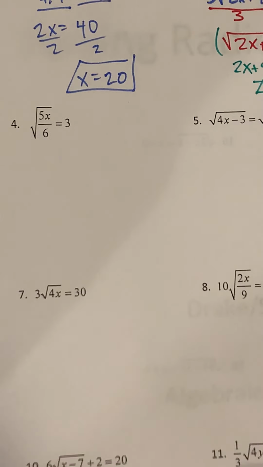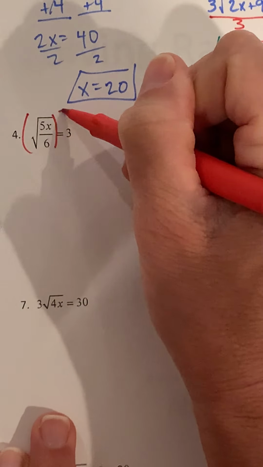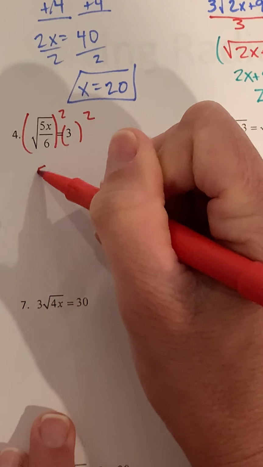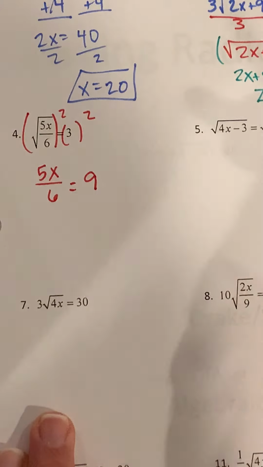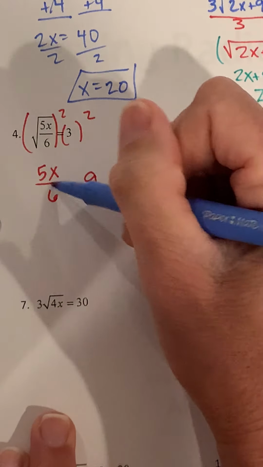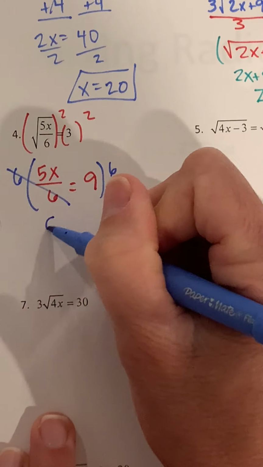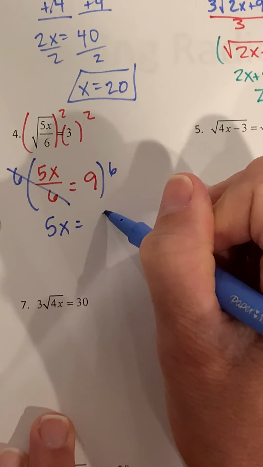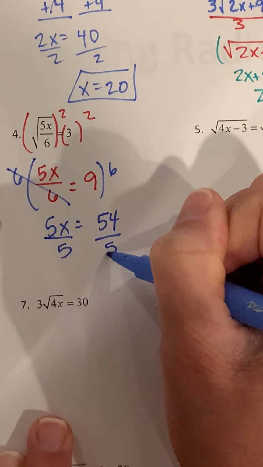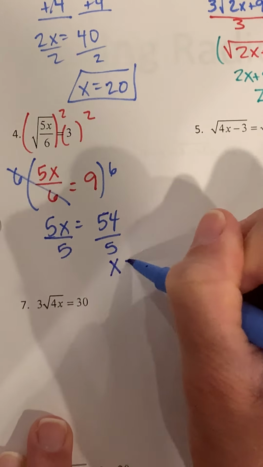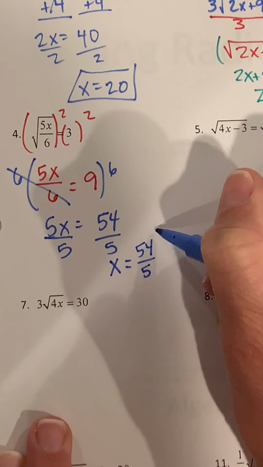All right, down to number 4. The radical is by itself, so you square both sides. You have 5x over 6 equals 3 times 3 is 9. So what I do is I multiply both sides by the denominator, which is 6. Those cancel, and you get 5x equals 9 times 6 is 54. Divide by 5. And that cannot reduce, can it? Nope. 5 doesn't go into that, so it's just 54 over 5.